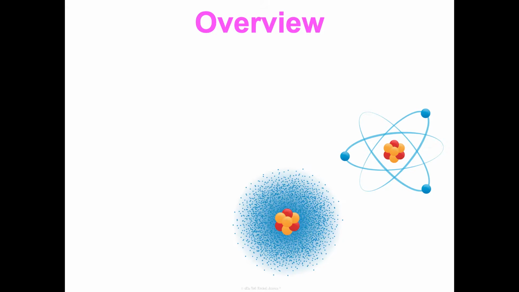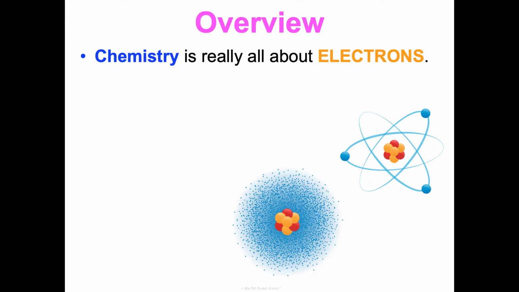So first, just a little overview. The reason this matters and the reason that I'm dedicating an entire unit to be about electrons is because chemistry is really all about electrons. I always say as a biology teacher that biology is all about the proteins, and for chemistry, it's all about the electrons. They are essential and foundational to literally everything that you will learn. So this unit really matters.